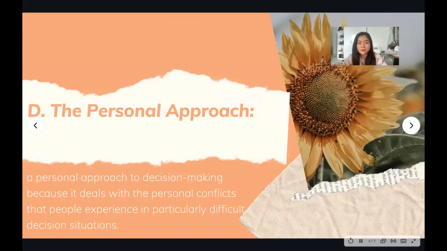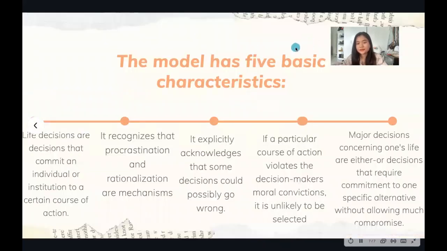Finally is the personal approach. It is a personal approach to decision making because it deals with the personal conflicts that people experience in particularly difficult decision situations. The model has five basic characteristics.